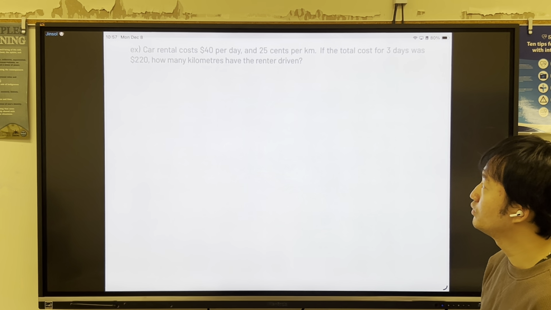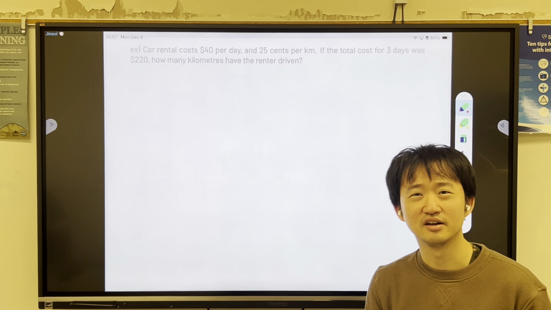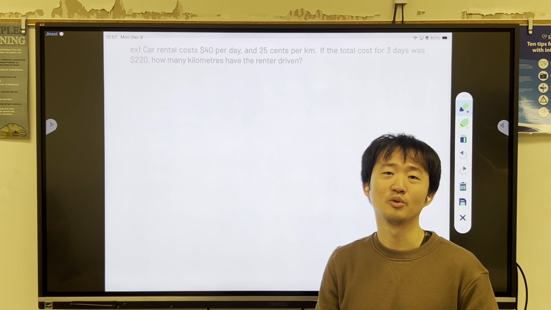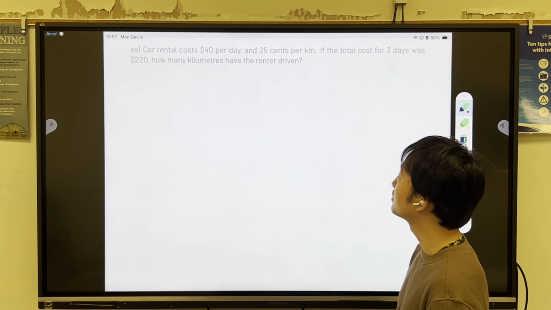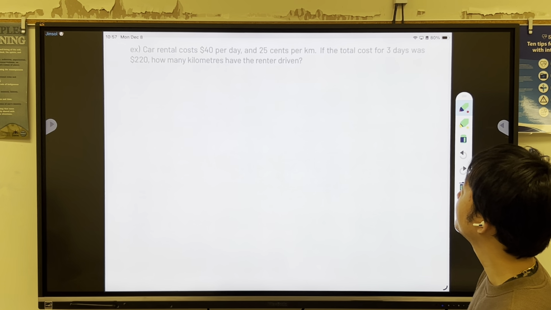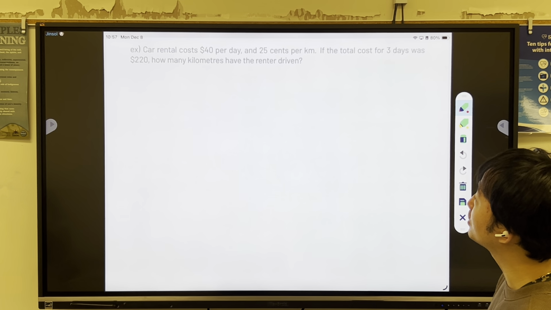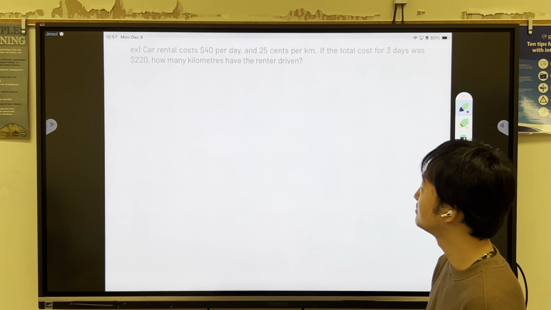So that's the 5 steps of solving any word problem. Let's try another word problem. The questions are basically similar, and the solution will be similar, except the word problem will get a bit more difficult. A car rental costs $40 per day and 25 cents per kilometer. If the total cost for 3 days was $220, how many kilometers has the renter driven?